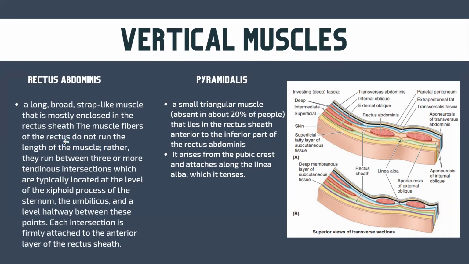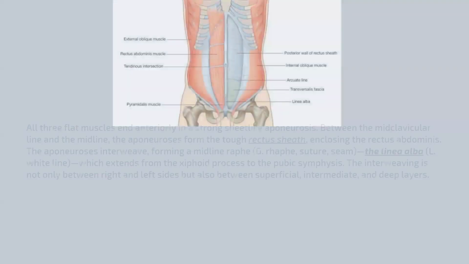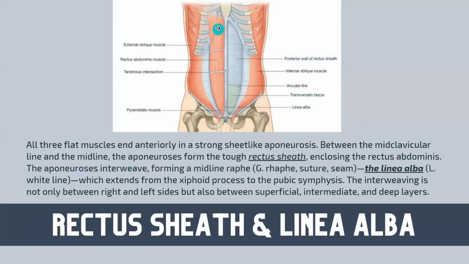There's another sheath there. And the muscle fibers of the rectus do not run the full length of the muscle. They run between three or more tendinous intersections, and they are typically located at the level of the xiphisternal process, and you will see it here in this picture. Now you can examine the muscle, and this is from the xiphisternum, and then there are tendinous intersections. They give us the six packs.